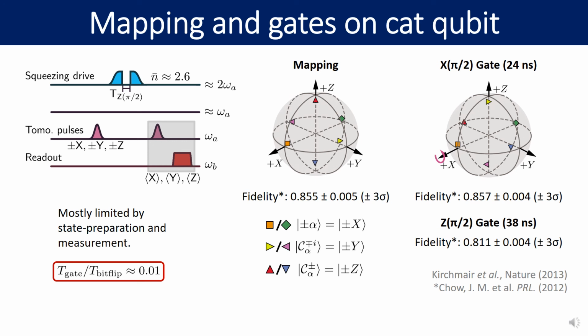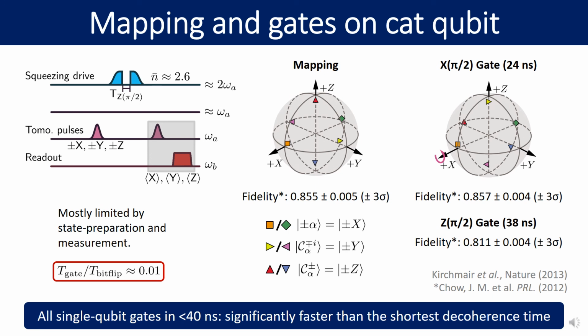And in fact, we are doing an additional experiment to confirm this, which indicates that this is in fact the infidelity that's contributed by decoherence and over rotations or leakage out of the encoding manifold in our gate. Now, what I've shown you here is that we can perform all single qubit gates in less than 40 nanoseconds, and that's of course significantly faster than the shortest decoherence time in our system.